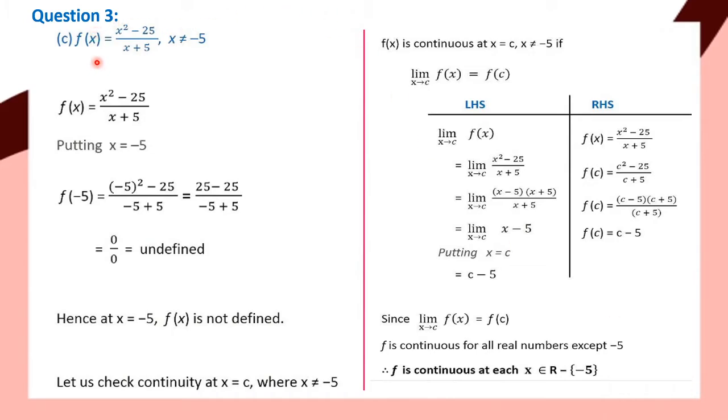Question number 3, here we have to check the continuity of these functions. Let's take C part, f(x) equal to (x square minus 25) upon (x plus 5), where x is not equal to minus 5. Why? Because if we take x equal to minus 5, the function will be in this form 0 by 0, which is indeterminate form. So let's check the continuity at a point c. Limit x tends to c f(x) should be equal to f(c). Now let's check left hand side and right hand side. We are getting the same values, c minus 5. It means the function is definitely continuous for all real numbers except minus 5.